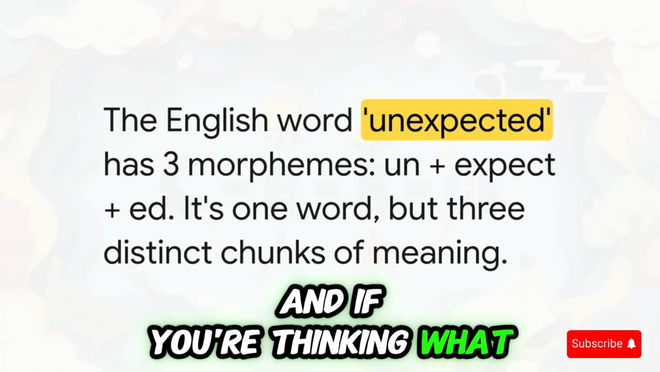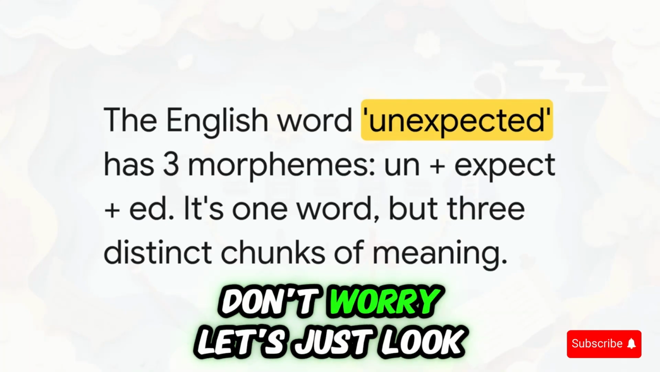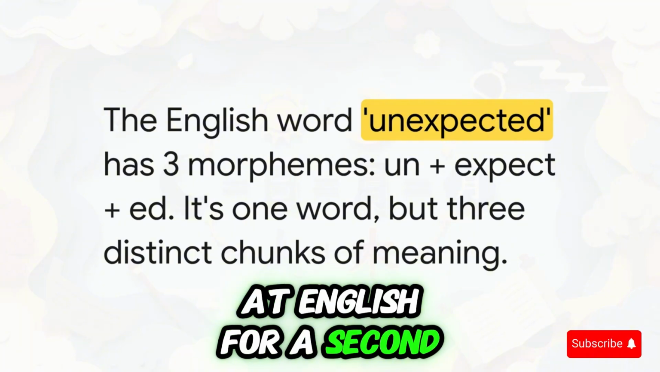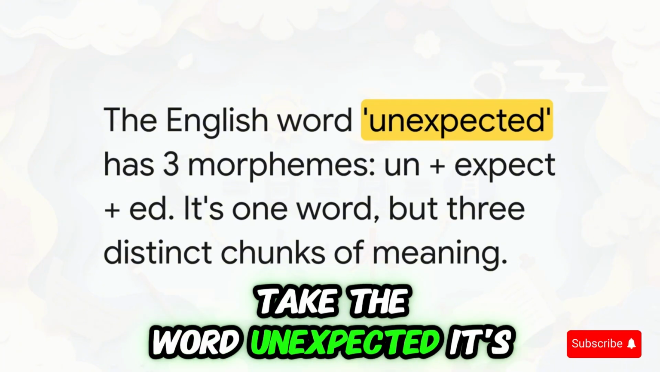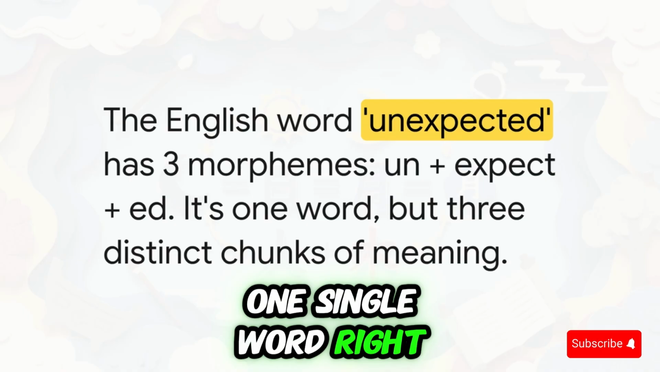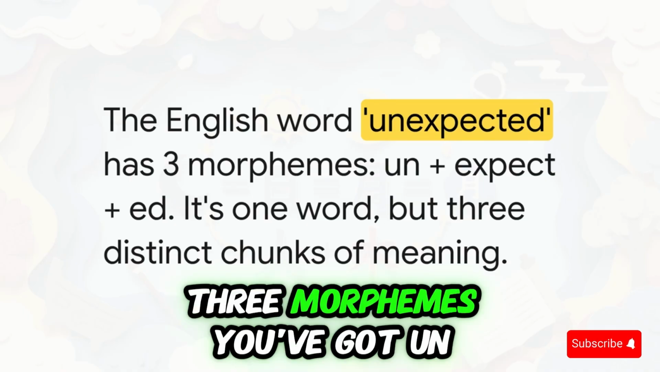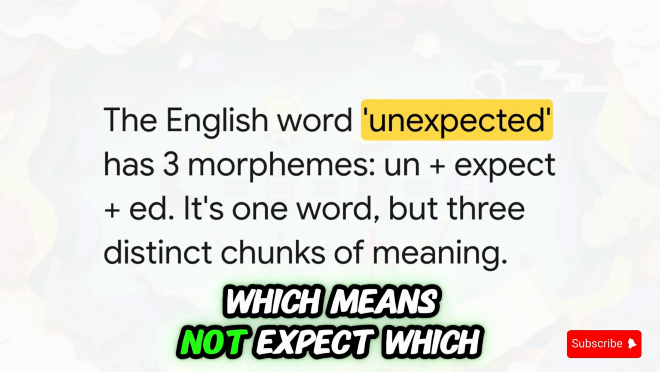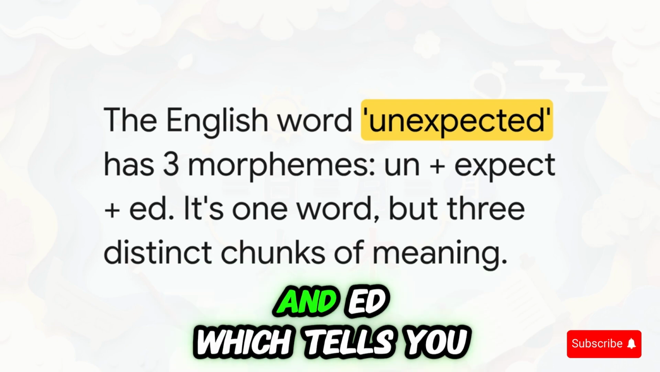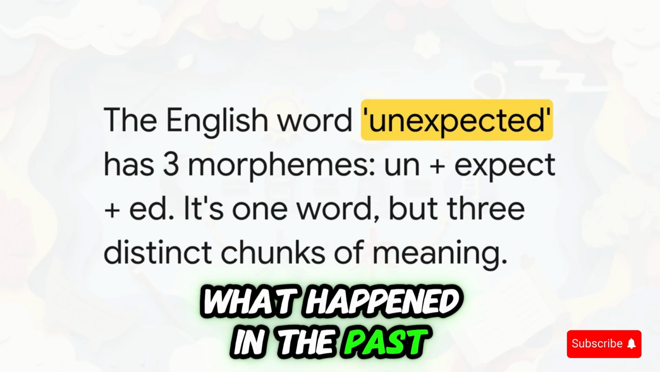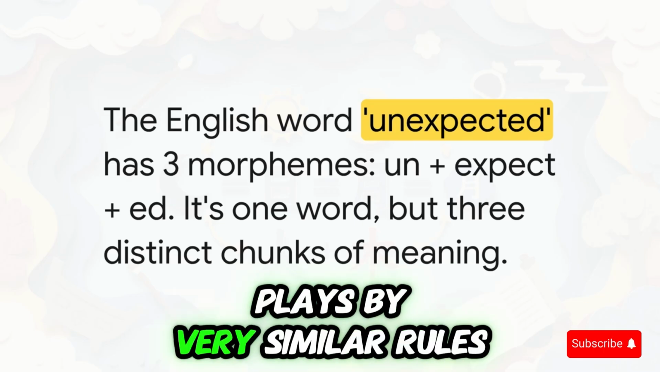And if you're thinking, what on earth is a morpheme? Don't worry, let's just look at English for a second. Take the word unexpected. It's one single word, right? But it's actually built from three of those little Lego bricks, three morphemes. You've got un, which means not, expect, which is the main idea, and ed, which tells you it happened in the past. Chinese, it turns out, plays by very similar rules.